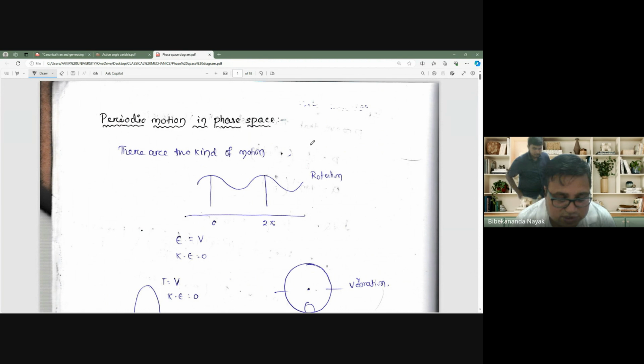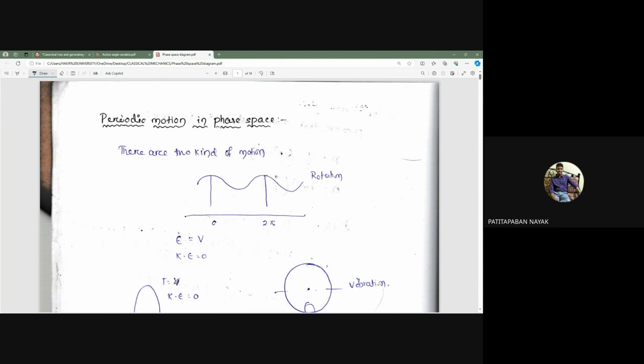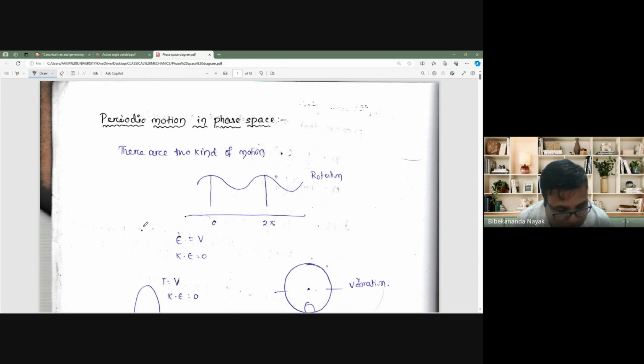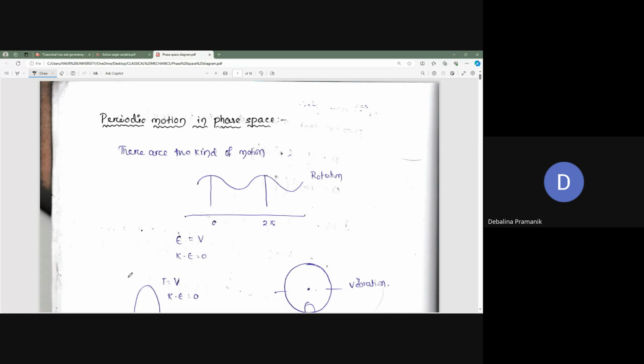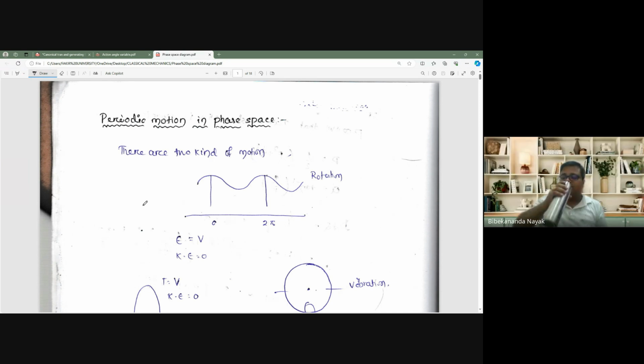Periodic motion in phase space. Is the first part clear or in doubt? Everything clear? We go to the second part. Phase space: we already discussed phase space in the last class. It is a position-momentum space.